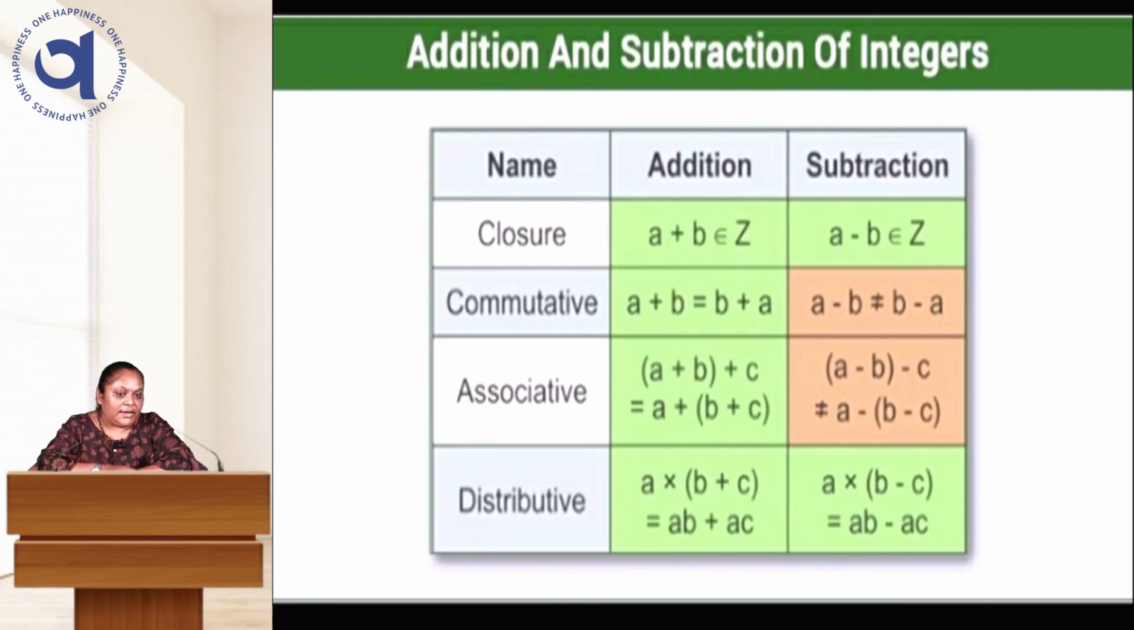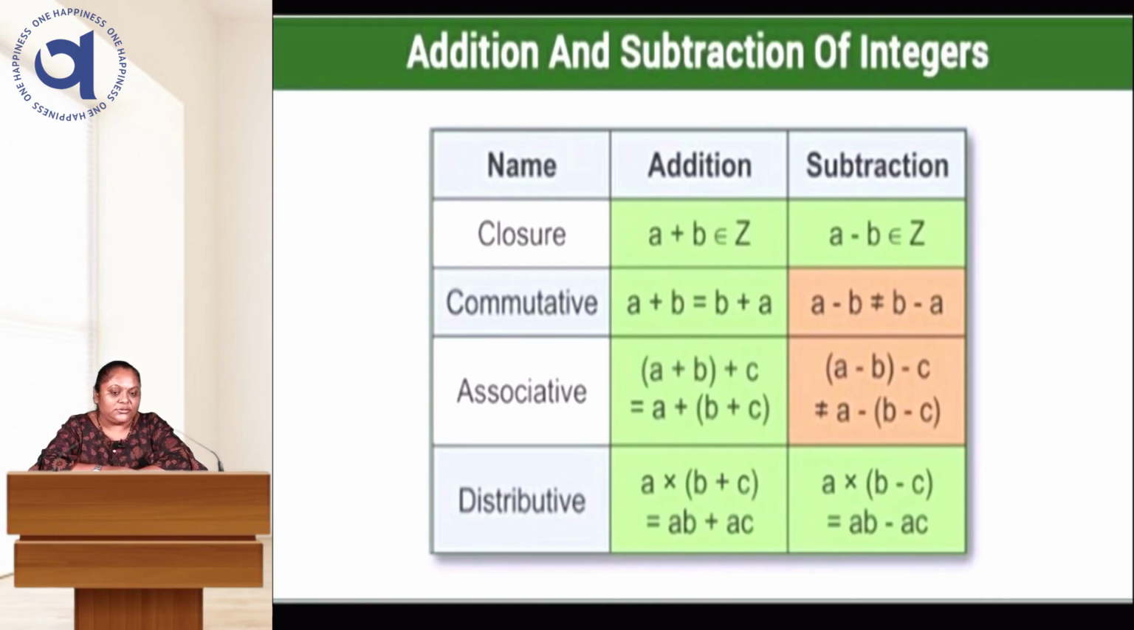In subtraction, a minus b is not equal to b minus a, because if you do 8 minus 4, you will get positive 4. But if you subtract 4 minus 8, then you will get minus 4. So, this property does not hold here.